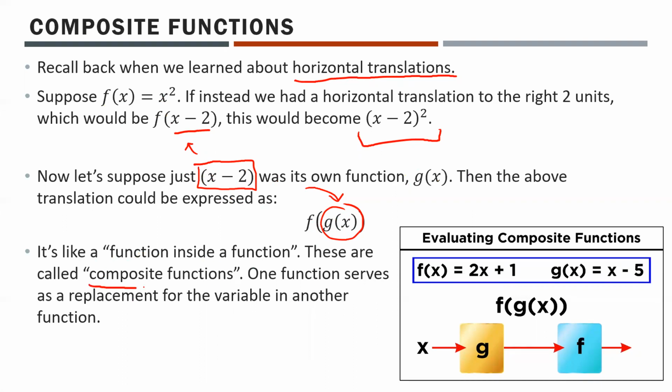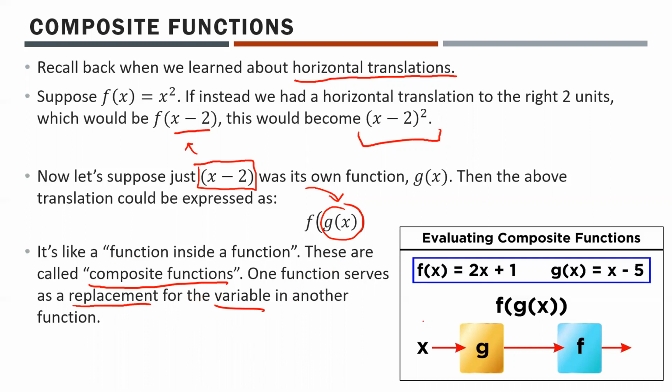These are called composite functions. They're composed of more than one function. So one function serves as a replacement for the variable in another function. That's really important to understand. You're basically using an entire function to replace just the variable in your outermost function.